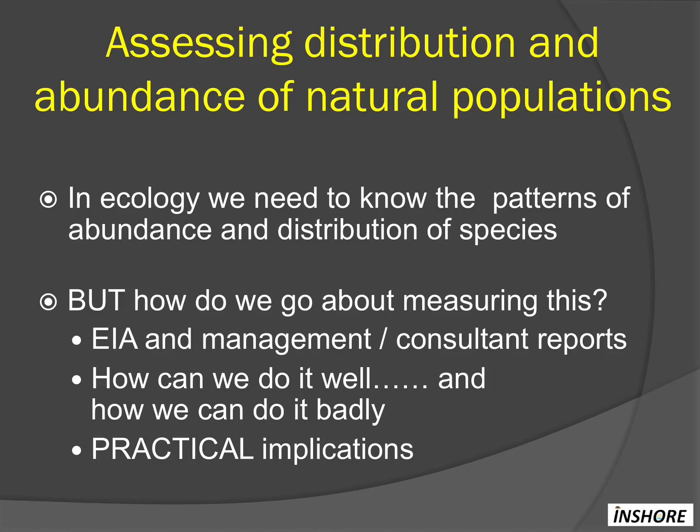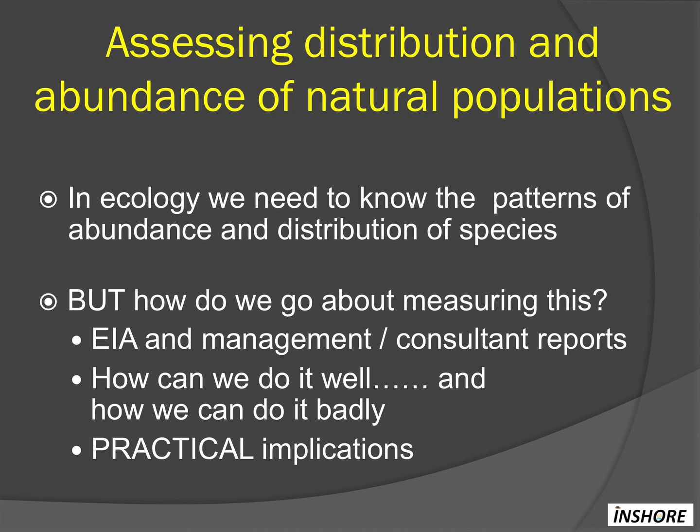Today I want to go through some of the ways we can do this. How can we assess the distribution and abundance of species? The way I'm going to look at it is how we can do it well and how we can do it badly. I'm mostly going to talk about badly and then give you patches for how we can fix up and avoid doing it badly. So that's how I want to wander through the talk.